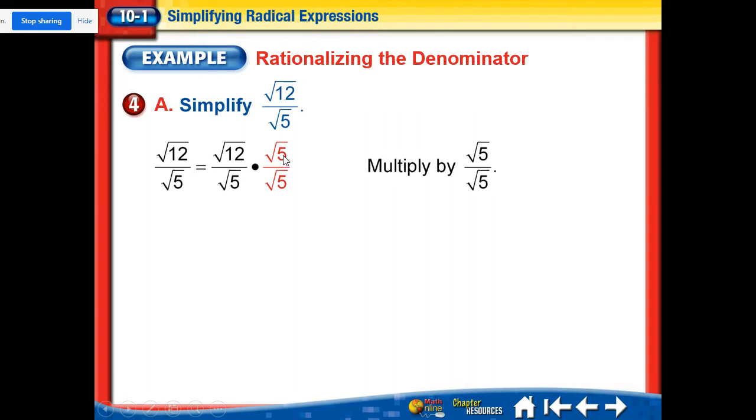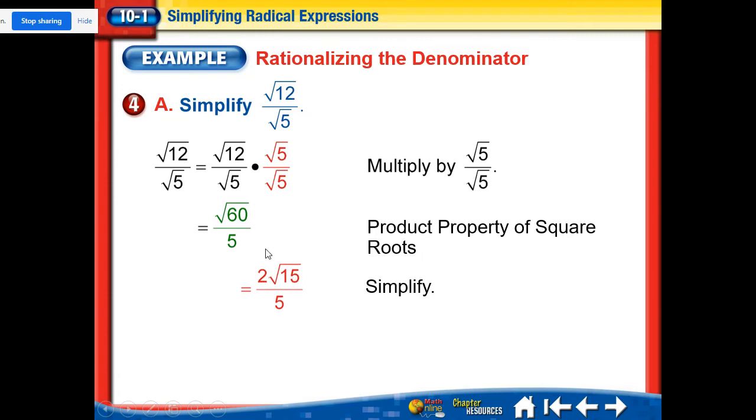But the 5 has to also go on the numerator so that we can go ahead and keep it balanced. Now we're going to have to do 5 times the 12, which will give us the square root of 60. On the denominator, we're going to have the square root of 25, which of course is 5. So now we're going to go ahead and simplify the square root of 60. Square root of 60 has 2, 2, 3, and 5, or 2 root 15. Last thing we want to do is simplify anything that we can here. And there's nothing we can, so that's it.